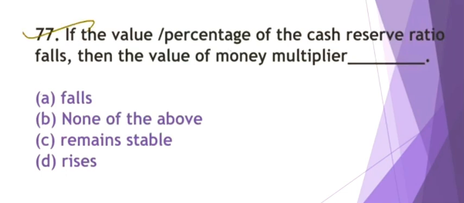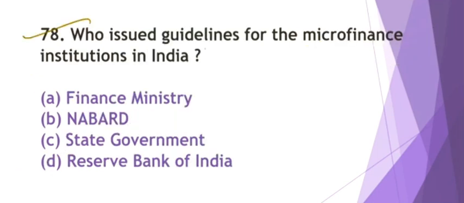77. If the value or percentage of the cash reserve ratio falls, then the value of money multiplier dash. Option number D, rises. 78. Who issued guidelines for the microfinancing institution in India? Option number D, Reserve Bank of India.